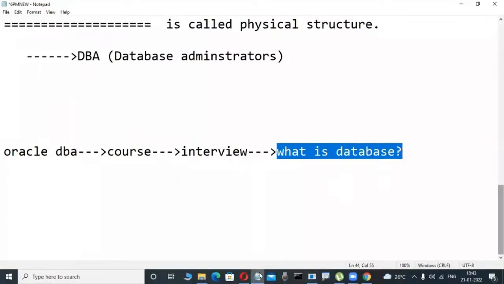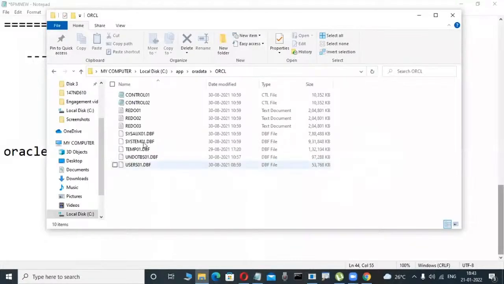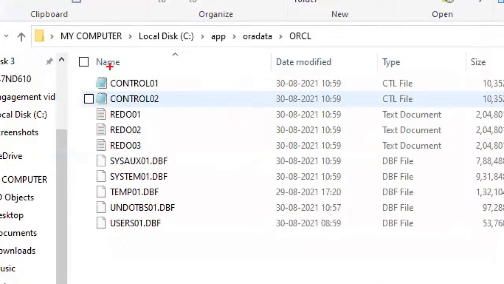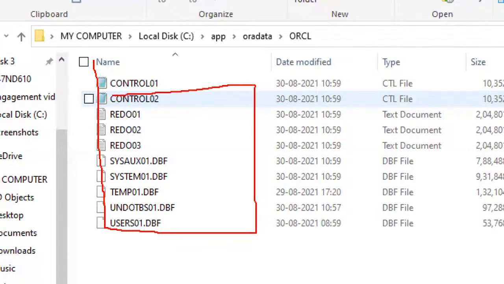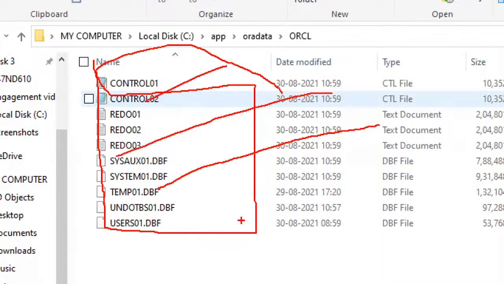Observe here: data files, control files, redo log files are there or not. That's what I'm telling. From a database administrator's point of view, what is a database? It is a collection of data files, control files, and redo log files, and that is the original. There is a physical side in the SQL drive, D drive, where the data is actually stored.